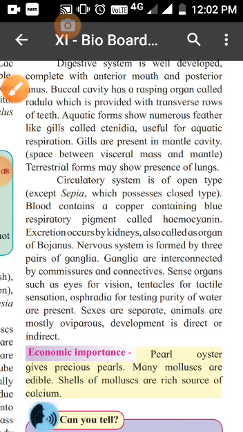So when you talk about excretion, they have kidneys called the organ of Bojanus. Again, this kind of question comes: the organ of Bojanus is found in which phylum? They can give you an MCQ, or maybe they can give you a match the following. So remember, the organ of Bojanus comes with the phylum Mollusca.